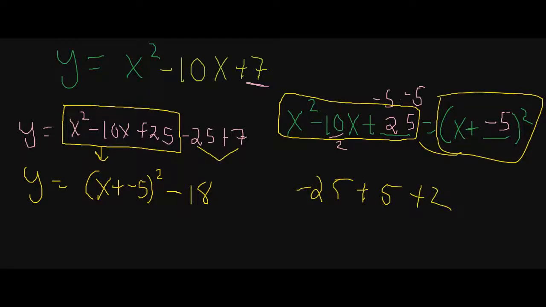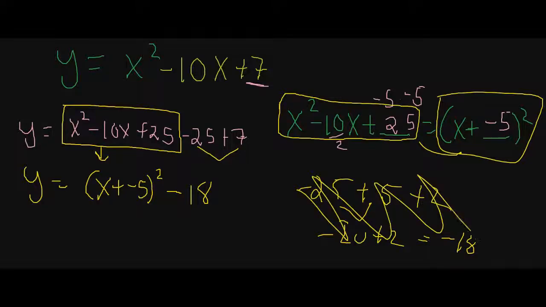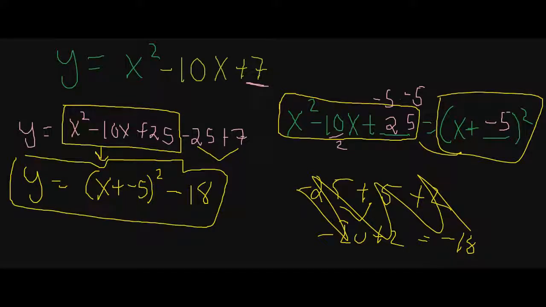plus 2. This here is going to be negative 20 plus 2, and that gives me negative 18. So that's one way that I do it in my head, just so you know. But that's something a little bit different, just kind of fun stuff. But hopefully that helps to show you again how to go from general to vertex.